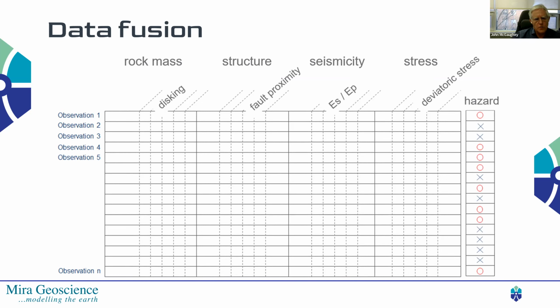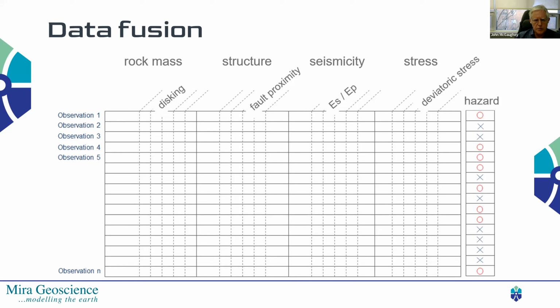And then for that point at that time, we have a number of variables. Those variables may be like disking, as an example, which is a rock mass variable. Fault proximity is a structural variable. Shear over compressional wave energy is a seismic variable. PV torque stress is a stress variable. So you can have as many of these variables as you want. And importantly, these variables are computed directly from the input data sources within the system.